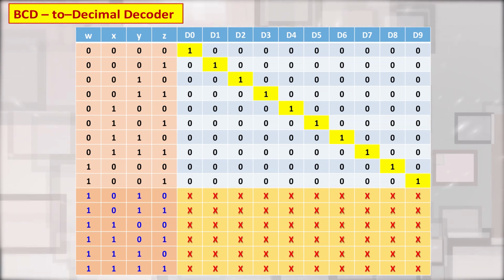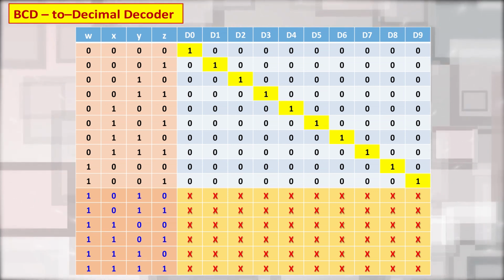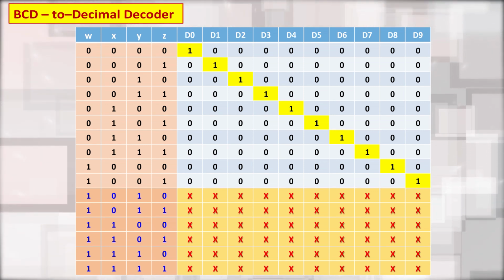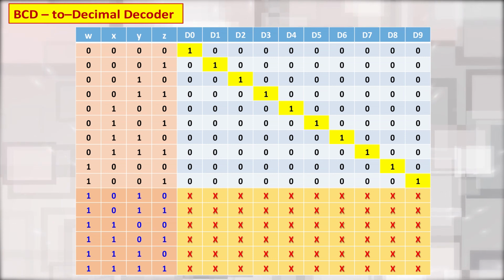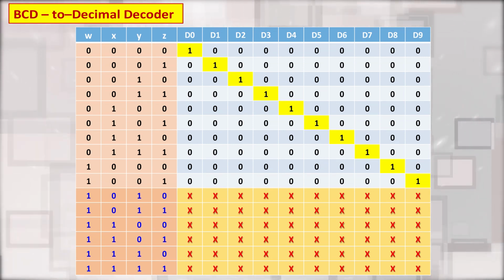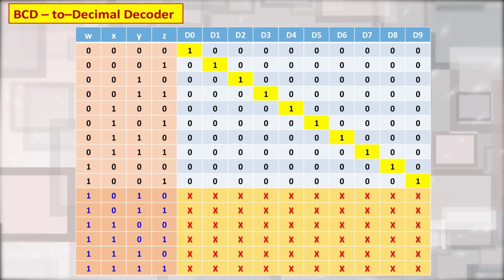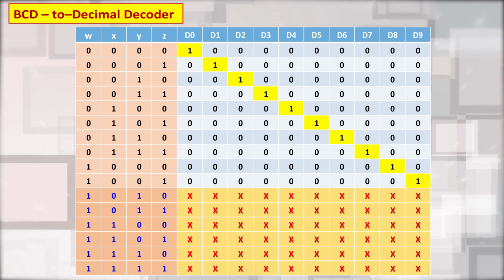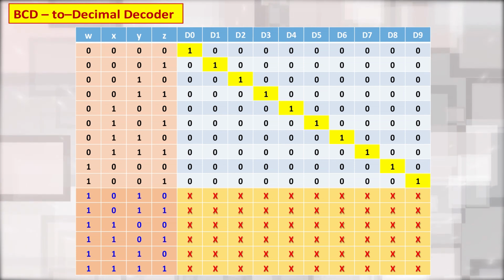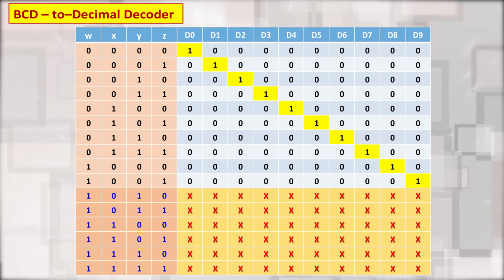Similarly for all the 9 inputs, taking the case of 9, that is when W is 1, X is 0, Y is 0 and Z is 1, the output D9 will be high. The rest of the BCD inputs, from 10 to 15, will be treated as don't care conditions, because in decimal we have only 0 to 9.